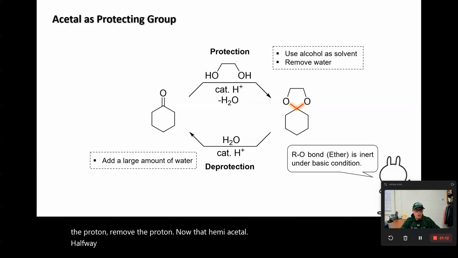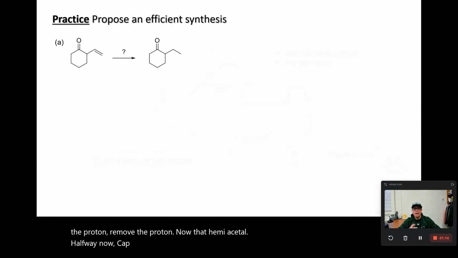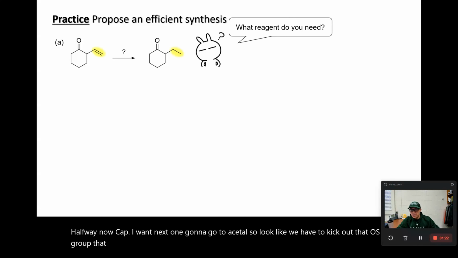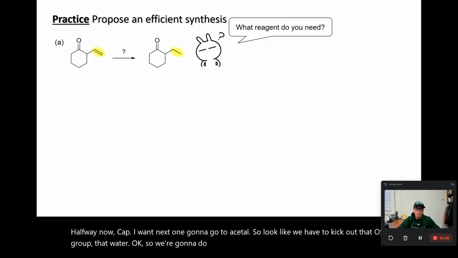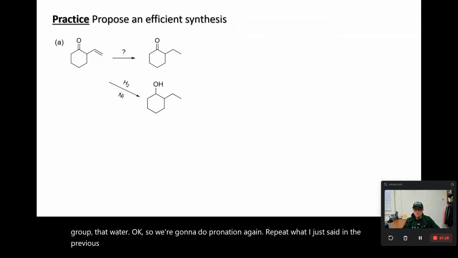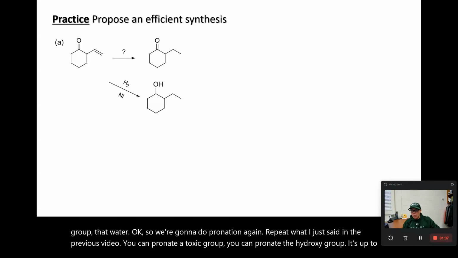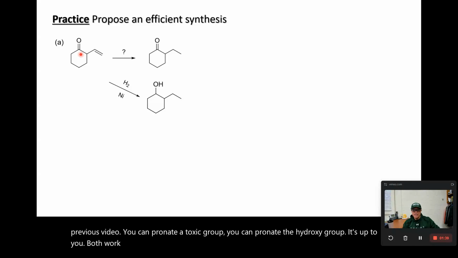All right, so here's how we use it. Let's look at this synthesis. Ignore the ketone for now. Just focus on a double bond to a single bond. I think you know what reagent that is. Hydrogenation. Remember that? We just use catalytic hydrogenation. But in the presence of that ketone, you can't do that directly. Otherwise, this ketone will get affected as well.